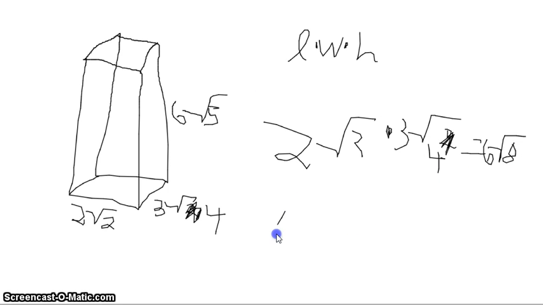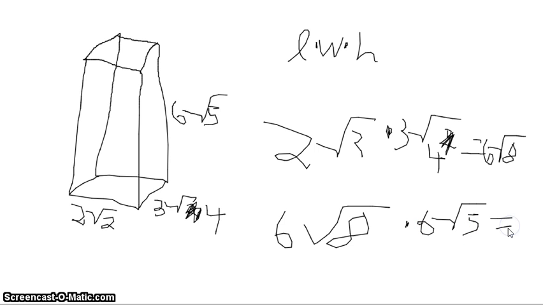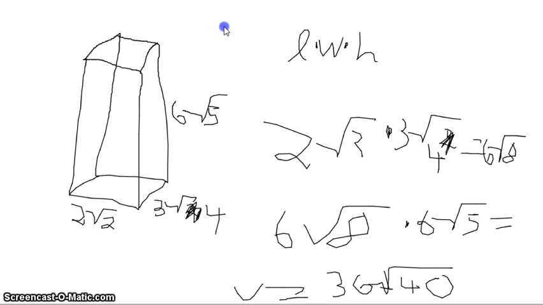And then we multiply 6 radical 8 by 6 radical 5, and we get 36 radical 40. And that would be the volume. And that is how you do operations with radical expressions. Yeah, math is done.